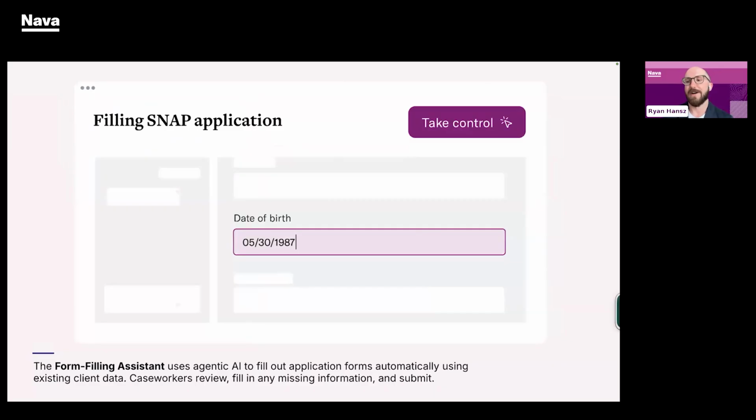And lastly, we have our form filling assistant, and this uses agentic AI to take information from a case management system or other system of record and fill out application forms automatically, but keeping the caseworker in the loop to actually review and confirm that information before it gets submitted. So again, these are some of the tools we're going to be referencing today for some of our evaluation approaches and examples, and there are more on caseworker.navapbc.com.